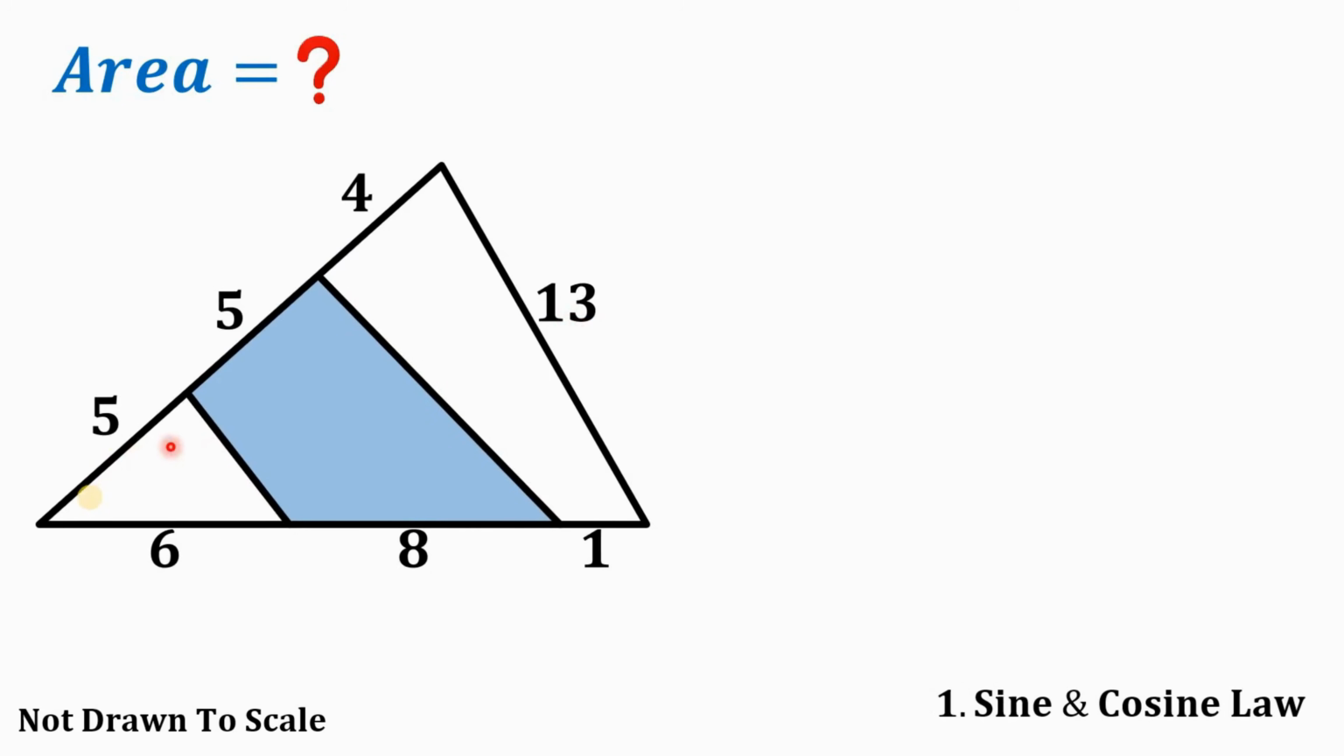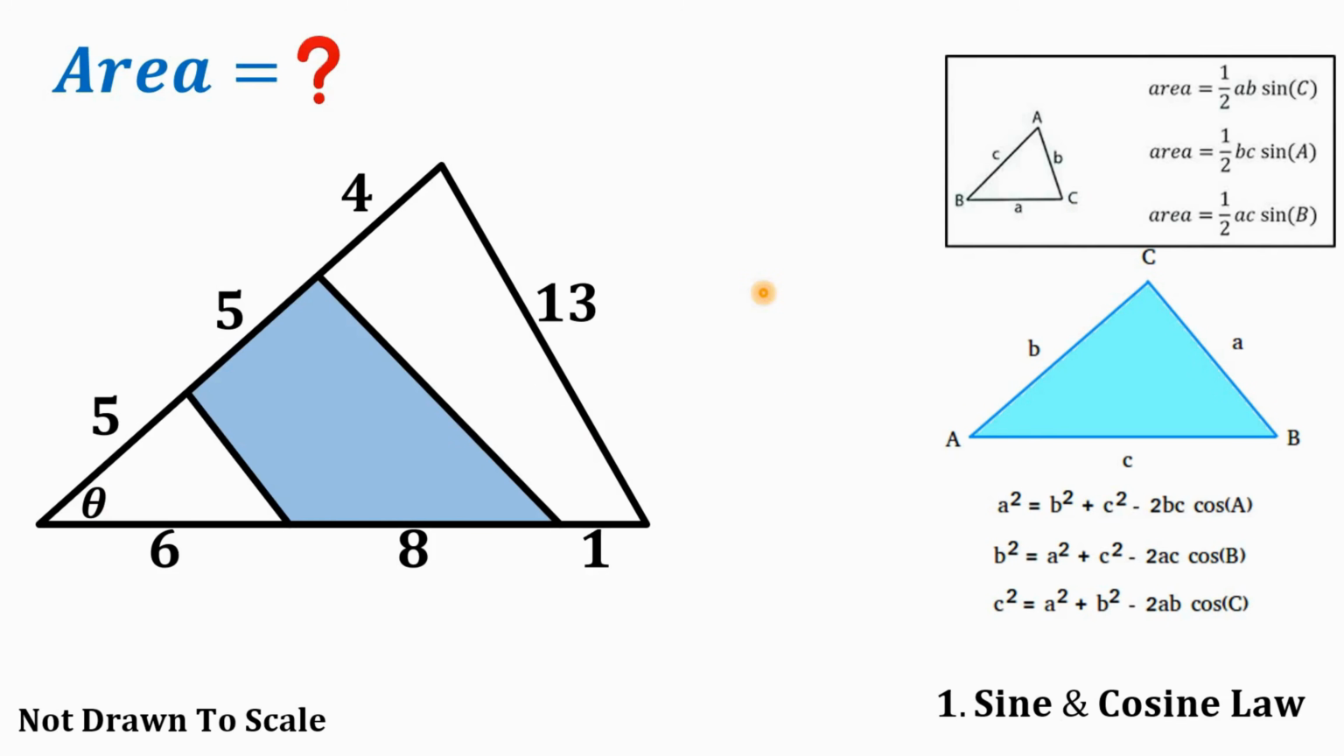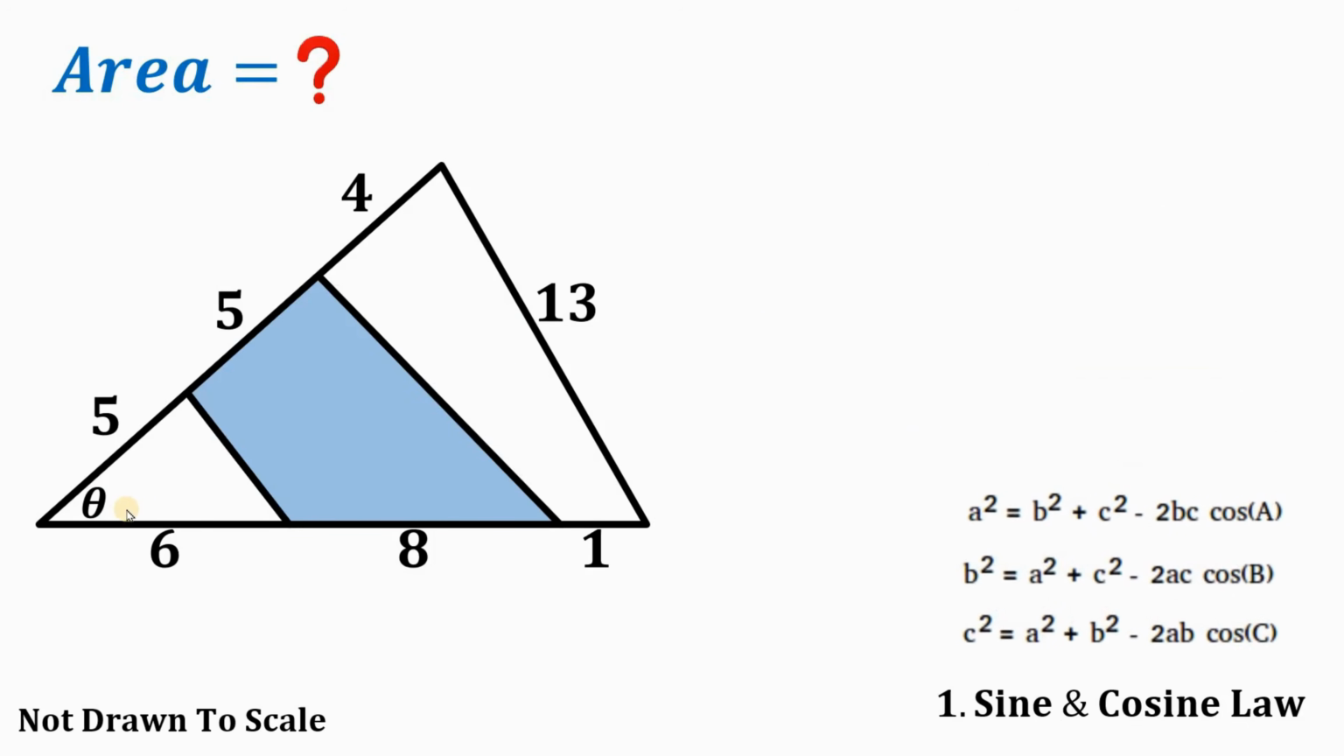In this solution, we need to make this angle right over here be equal to theta. This is very important in our solution, because what we need is to use the cosine law to find the cosine of this theta. Then after that, we will use the concept of sine to find the area of some triangles, and from this, we can now find the area of the shaded region. Now let's begin. Let's find the cosine of this angle theta.